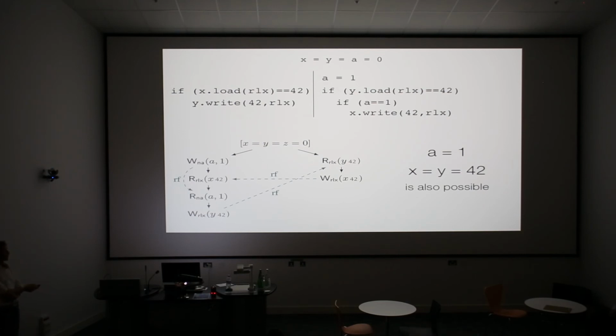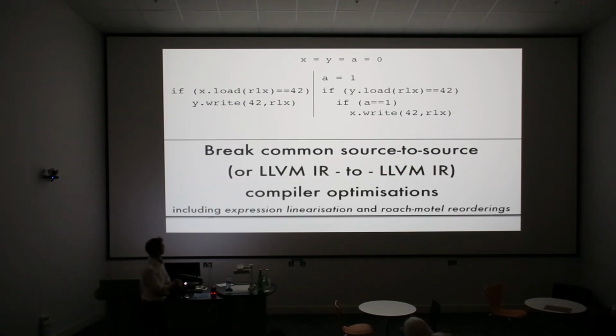And so you get A equal 1, x equal y equal 42, which is also possible, which is again a behavior which has been introduced by program transformation and which is what we want to avoid. So the point is that if you use relaxed, then you break common source to source, or for instance, LLVM IR to LLVM IR compiler optimization. I mean, this is very simple, but we can do more complicated examples with expression linearization, Roche-Motter reorderings. And this means that we cannot use the C11 model to reason about each step of transformation in the compiler.